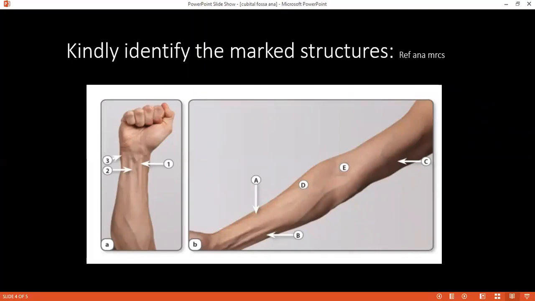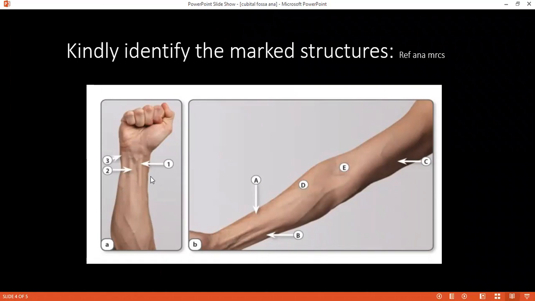All right. Would you be able to identify the structures in picture A and B as they are marked? 1, 2, and 3. If you can, it's more close to the wrist. If you want to do it today, we can do it. Otherwise, we can do it tomorrow.